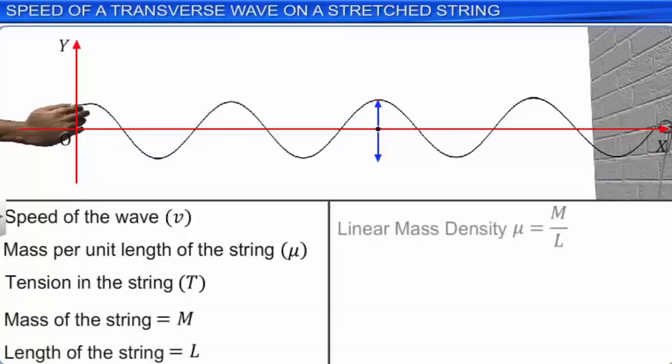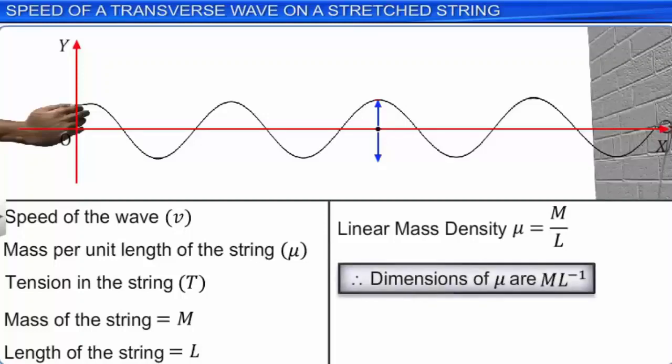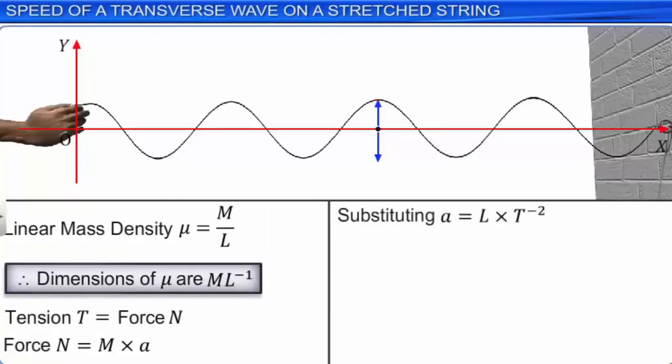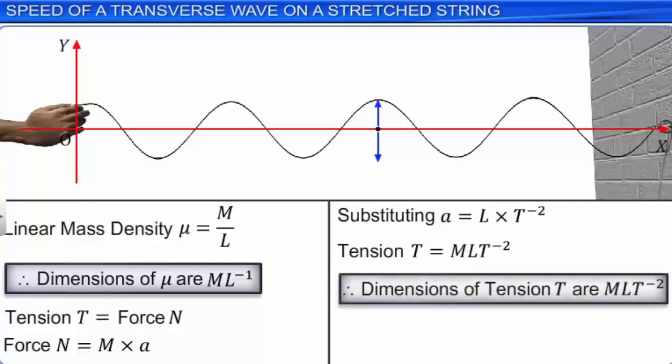Tension T in the string is equal to the applied force. Force is the product of mass and acceleration. Substituting, the dimensions of acceleration are equal to the product of L and T raised to the power minus 2 in the above equation. This is equal to the product of M, L, and T raised to the power minus 2. Therefore, the dimensions of tension T are M, L, and T raised to the power minus 2. Velocity is expressed in meters per second. Hence, velocity can be equated to L into T raised to the power minus 1. Therefore, the dimensions of velocity are L into T raised to the power minus 1.